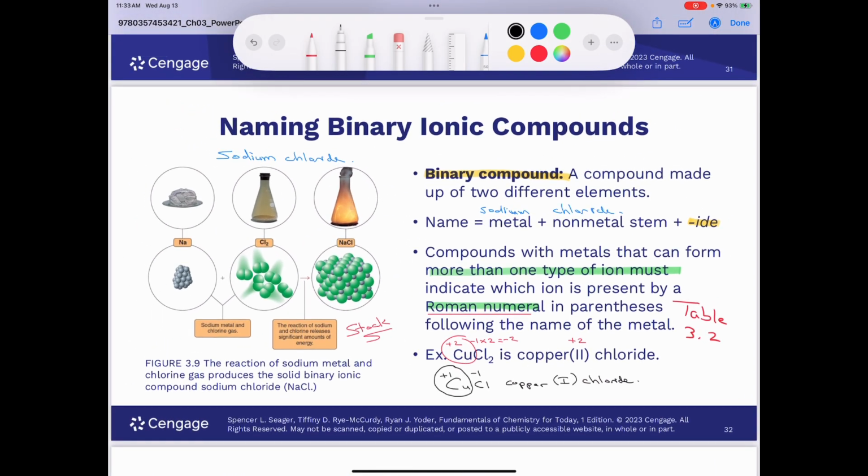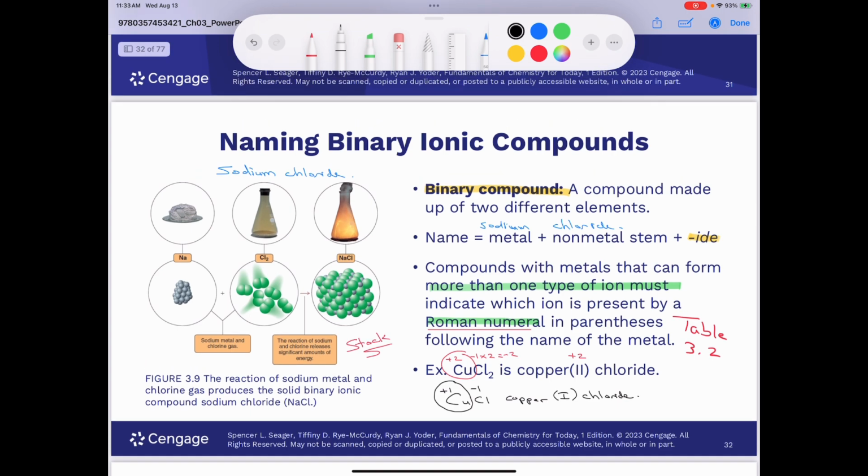Okay? So again, the only time we incorporate these Roman numerals is with transition metals. And there are some exceptions to that, like silver and zinc, for example. Silver is always +1, zinc is always +2, but most transition metals can adopt more than one formal charge.